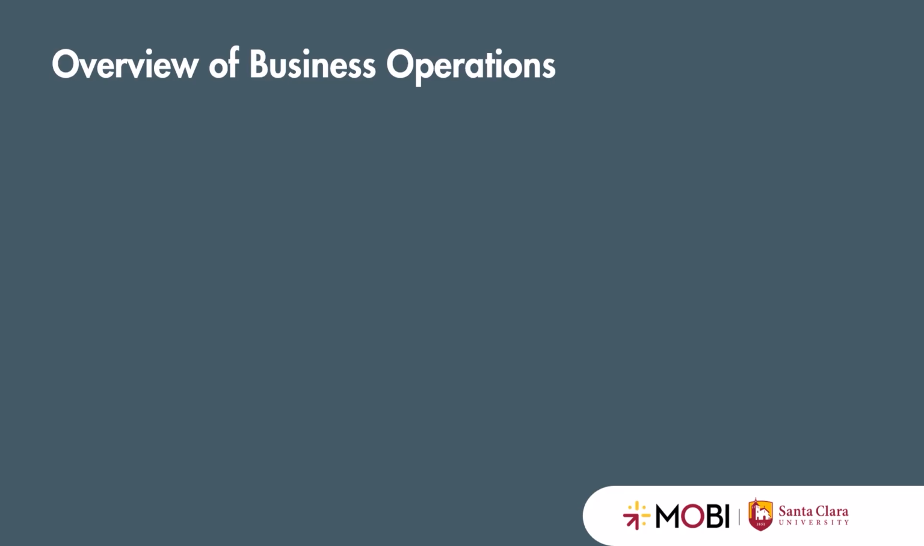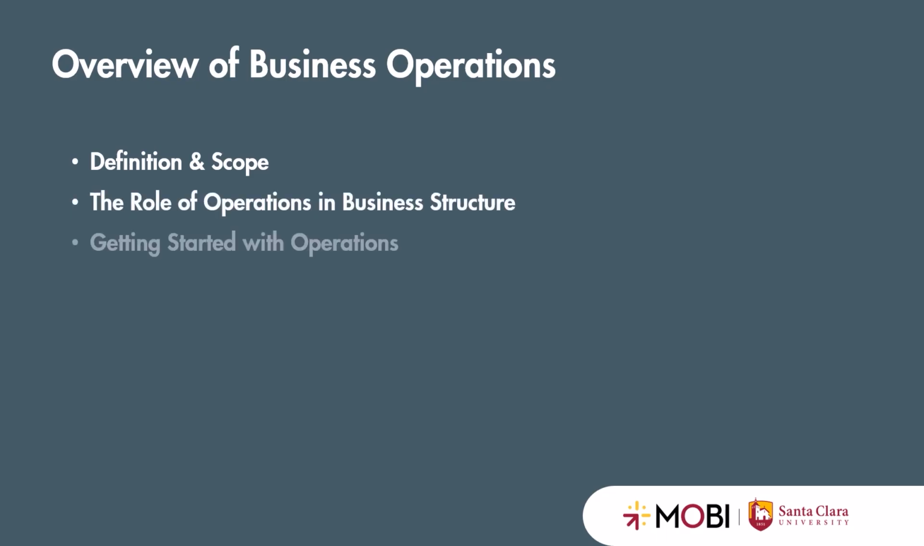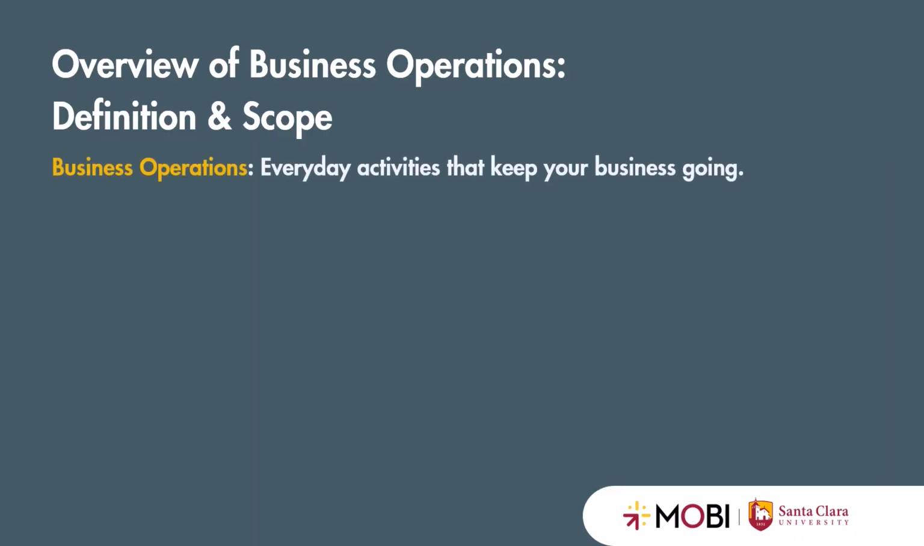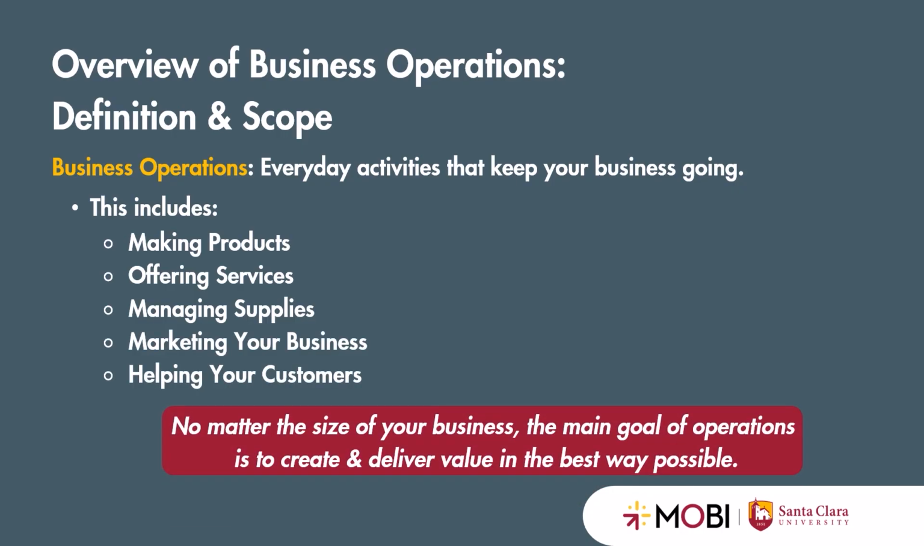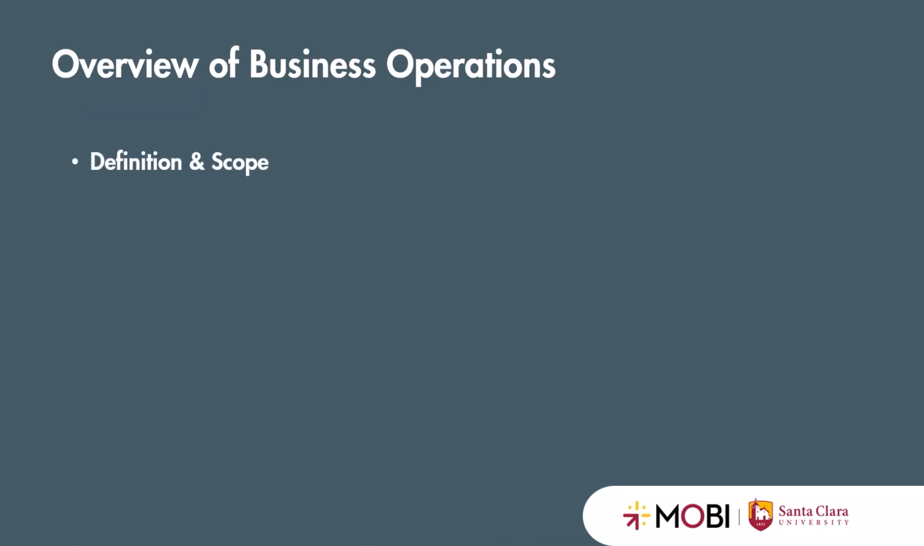Our overview of business operations will include three key areas: definition and scope, the role of operations in business structure, and getting started with operations. First, definition and scope. Business operations are the everyday activities that keep your business going. This includes making products or offering services, managing supplies, marketing your business, and helping your customers. No matter the size of your business, the main goal of operations is to create and deliver value in the best way possible.